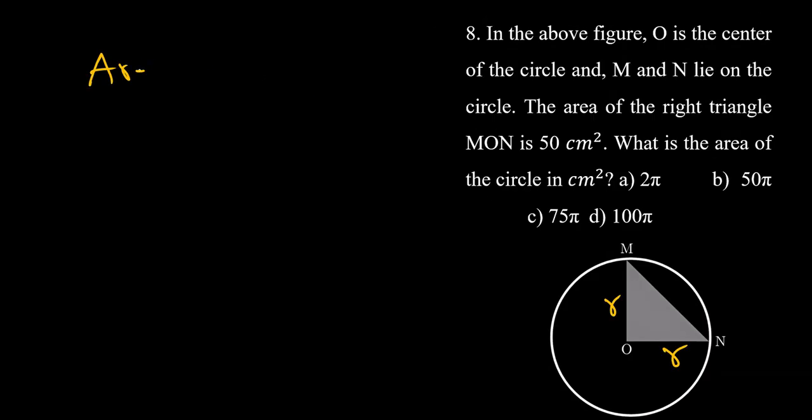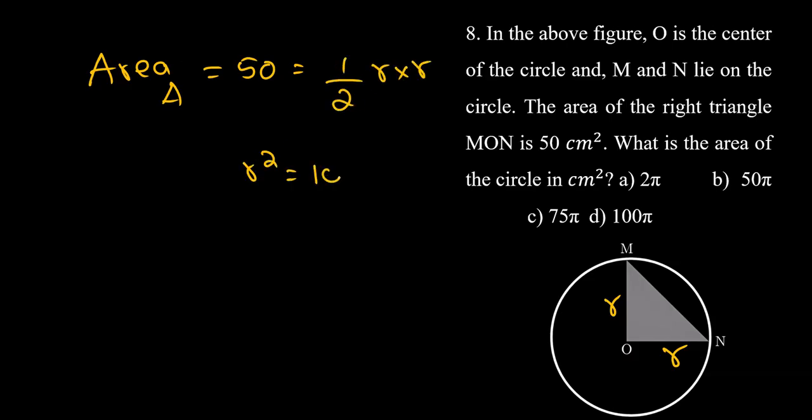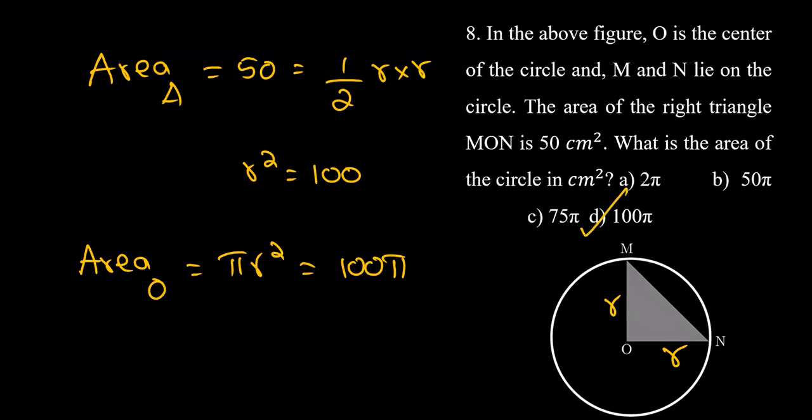Area of the triangle they gave is 50. That is half of r square. R square is nothing but 100. What is the area of the circle? Pi r square. R square is already 100. 100 pi is your answer.